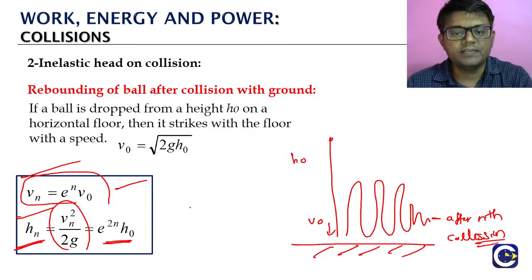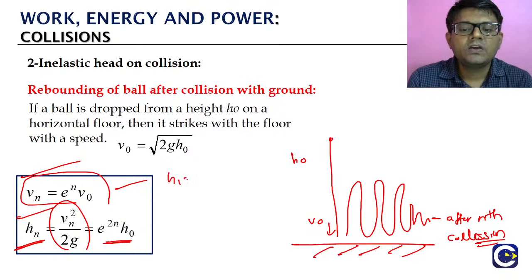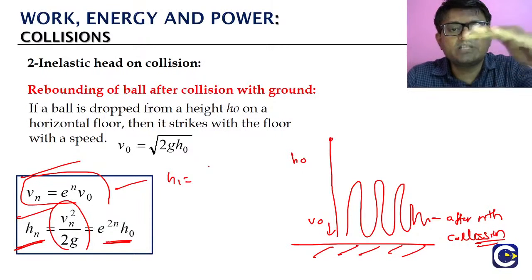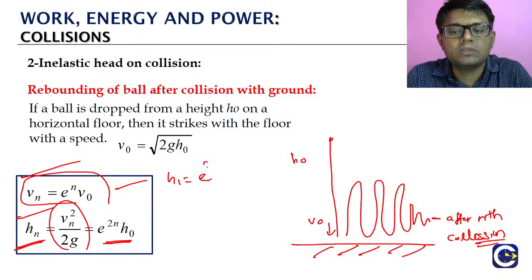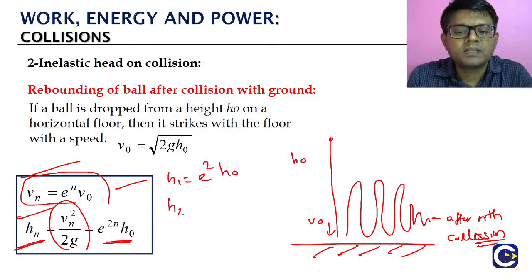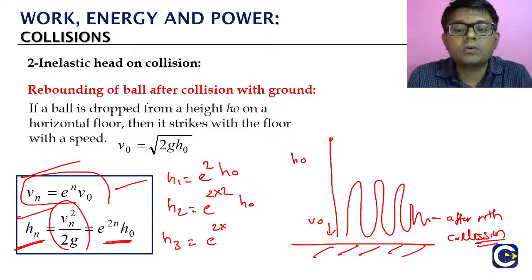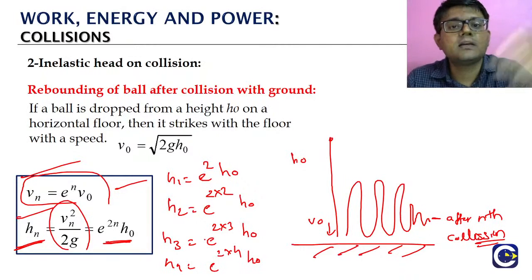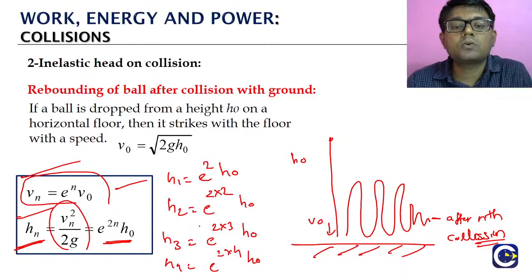Like that also we have seen. After the first collision, it is going up to a height which is equal to E square into h naught. After second, it is going up to a height which is equal to E power 2 into 2 h naught. Third, E power 2 into 3 h naught. Fourth, E power 2 into 4 h naught. Like that. After the nth collision, what will be the height to which it will go? E power 2n into h naught.